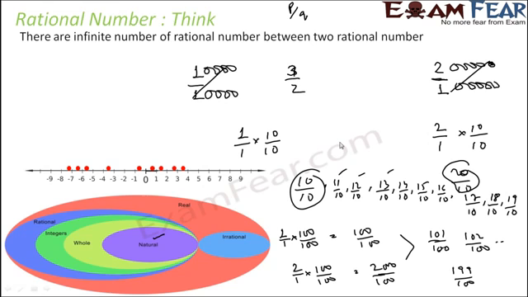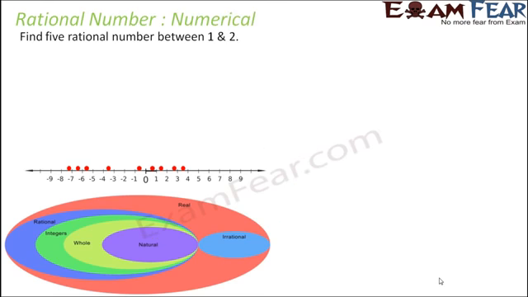So we took an example of 1 and 2. Between 1 and 2, we showed that these many rational numbers exist. If you multiply by 10 by 10, if you multiply by 100 by 100, these many rational numbers exist. If you multiply by 1000 by 1000, you will see all the more rational numbers, and you can multiply by any number. Right? You can multiply by 1 lakh by 1 lakh as well. So with this exercise, we can conclude that between any two rational numbers, there are infinite number of rational numbers.